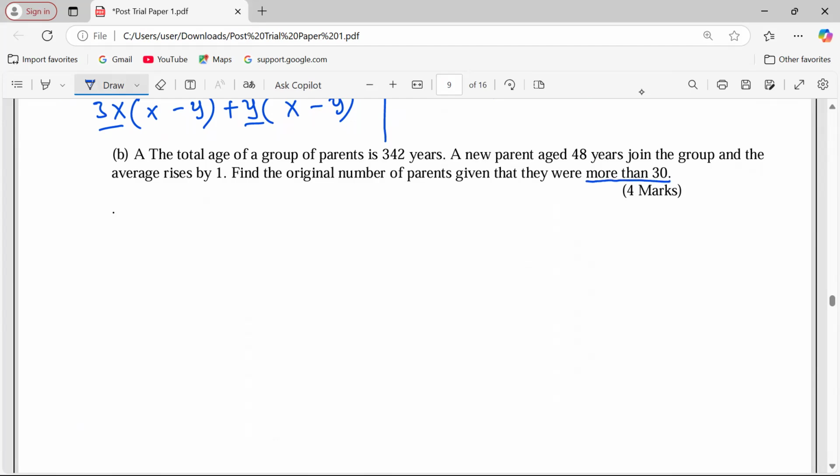Let's interpret this information together until we get the number of parents, which originally was here. So, the total age of a group of parents.